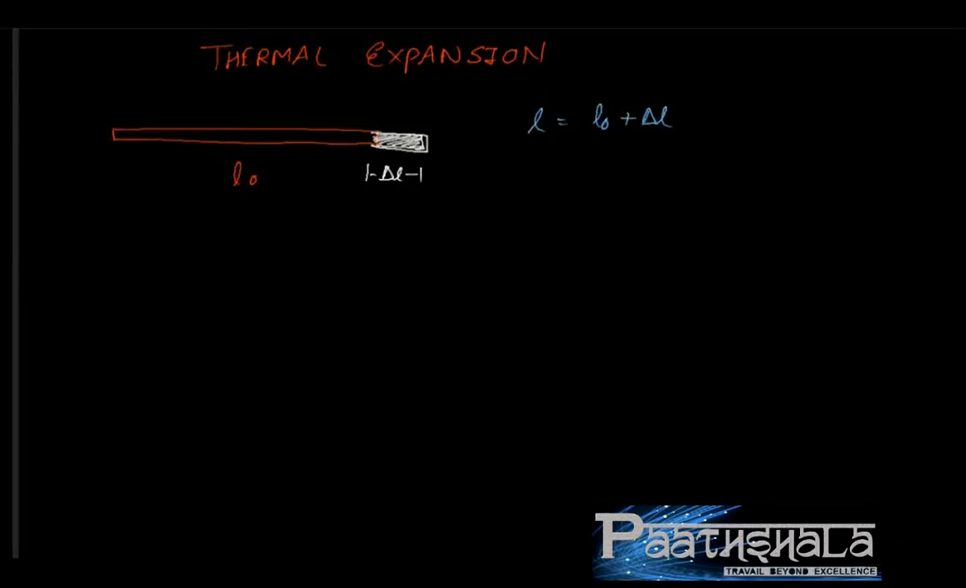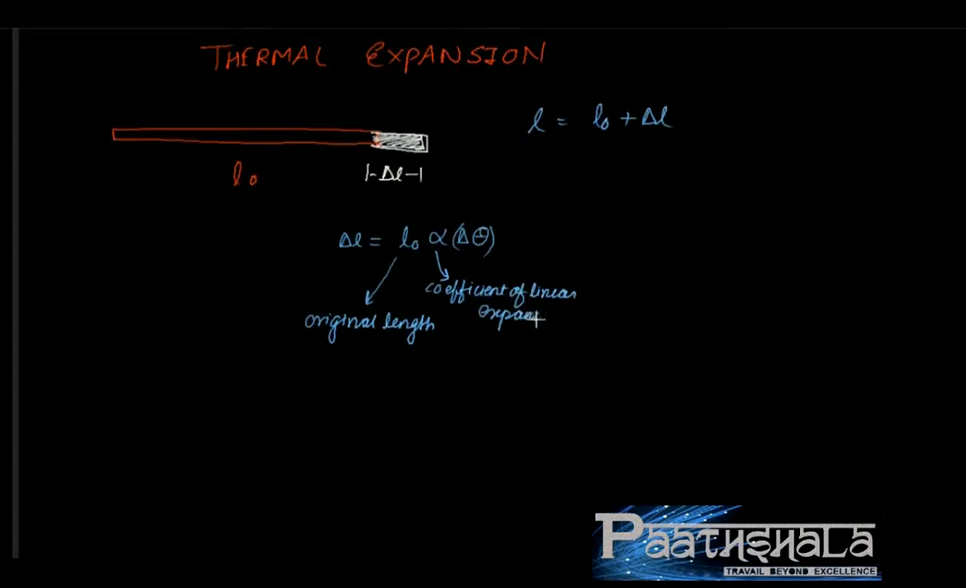Agreed? Right. And delta L, as it so empirically turns out to be, has the value L naught alpha delta theta. I'll explain every term. L naught is the original length. Alpha is the coefficient of linear expansion. And delta theta is the change in temperature, which can also be negative.